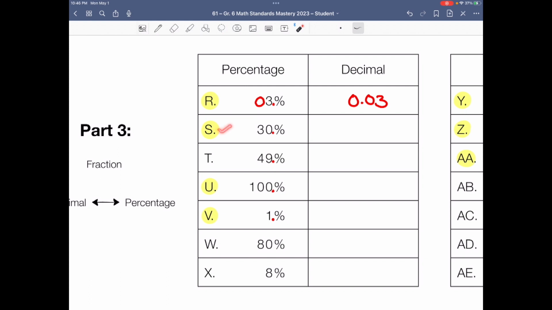Box S. Make your move. Move it 2 places to the left, away from the percent symbol. 1, 2, decimal, leading 0, 0.30. And you can drop that trailing 0, so your simplest answer is 0.3.